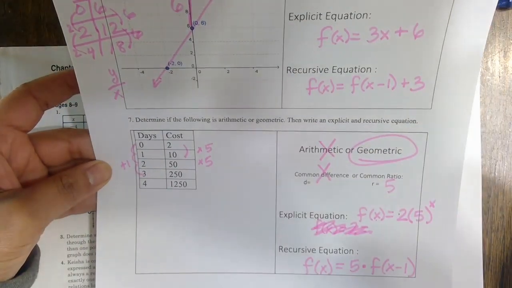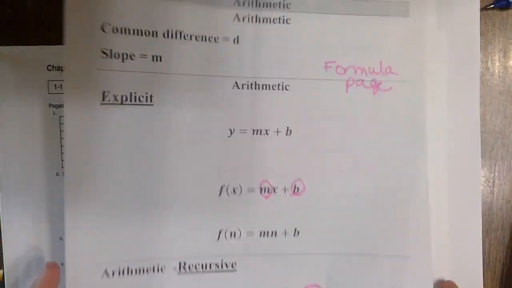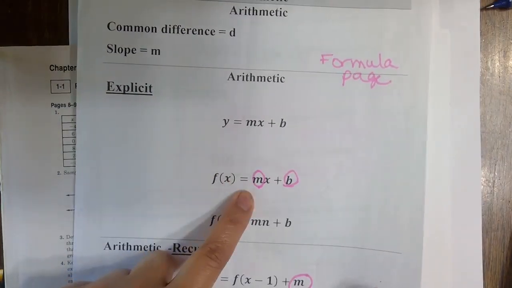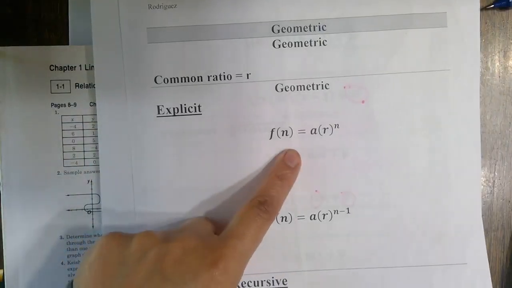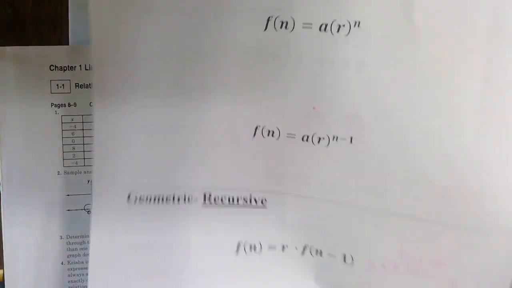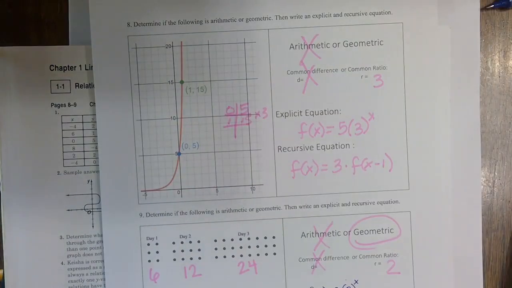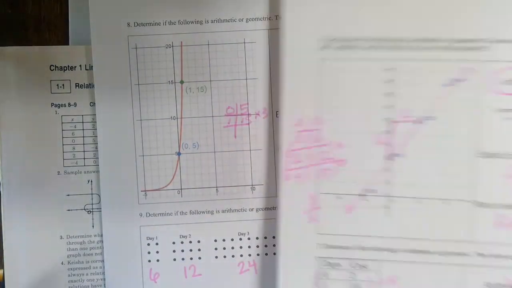Let me get another sheet. All right, so here is the explicit y equals mx plus b, recursive. And then here is for the geometric, explicit, and then you guys also had recursive. So what this chapter does is it writes them a little bit differently. A couple of things to know.